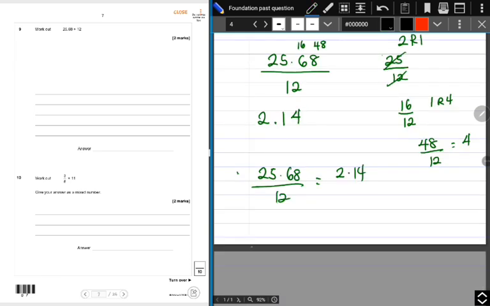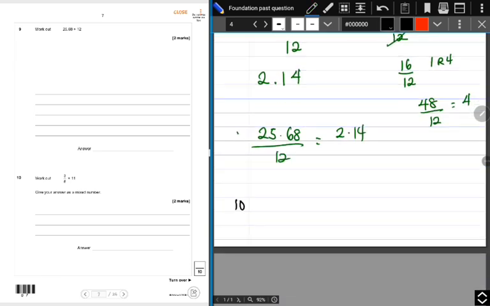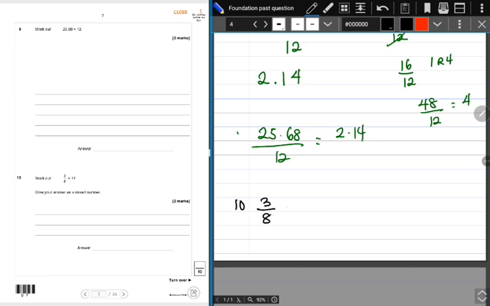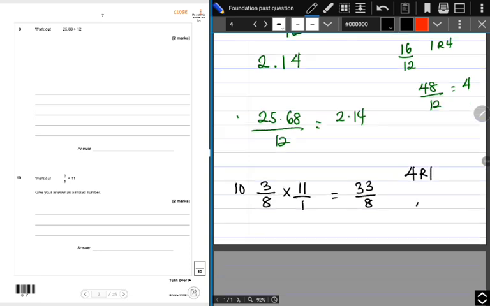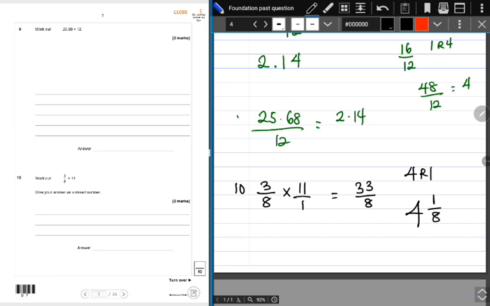Number 10, we are having 3 over 8 multiplied by 11. We can actually write 11 as 11 over 1, which is going to be 33 over 8. He said give your answer as a mixed fraction. Now, 8 into 33 will give us 4 remainder 1, and we write our answer as 4 whole number 1 over 8. So this is our answer as a mixed fraction.